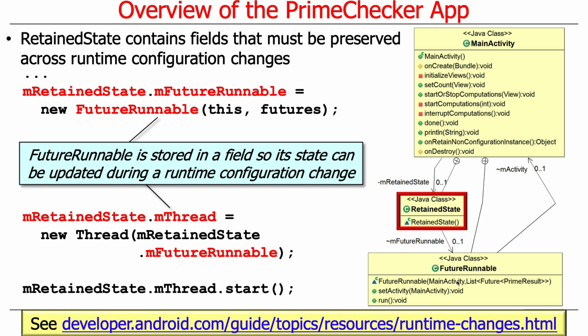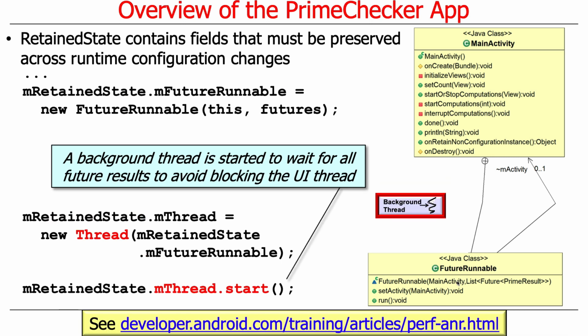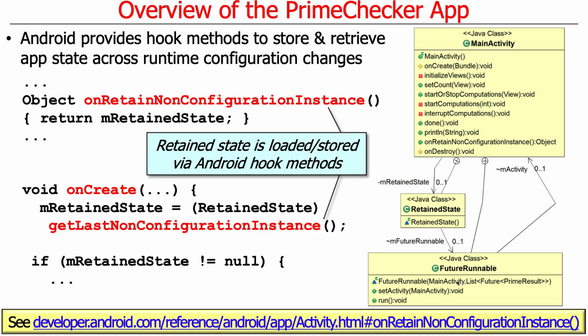new future runnable. We go ahead and create a new thread with the future runnable as the argument to the constructor of thread. So in other words, that's the computation it's going to run when it starts up. And then we can go ahead and start it, and that will then run in the background. And this state will be stored in this object called mRetainedState.